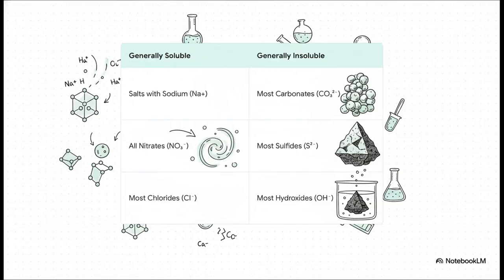And here's a super simplified version of that cheat sheet. The main idea is that some ingredients, like anything with sodium or nitrate, almost always make compounds that dissolve super easily. Others, like carbonates, usually form solids that won't dissolve at all. By knowing these basic patterns, a chemist can be really smart about how they mix things, either to keep everything dissolved or to purposefully create a solid that they want to separate out.